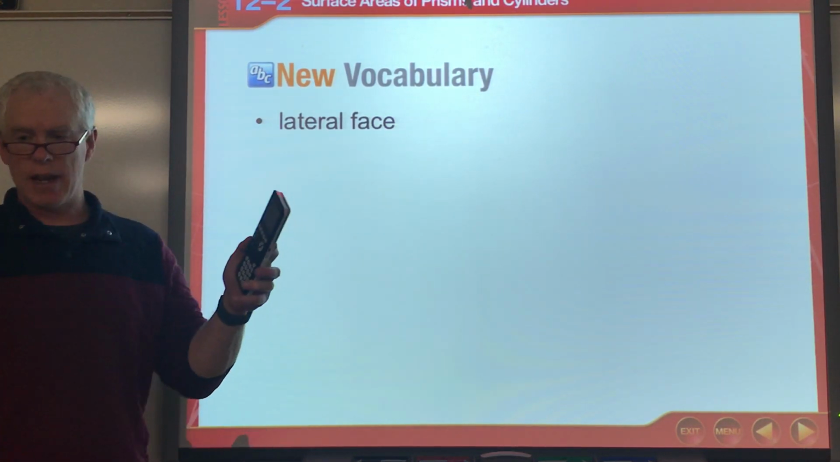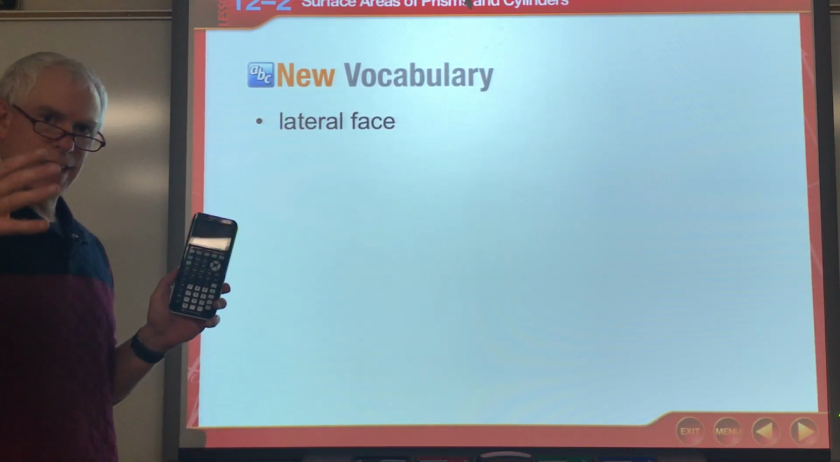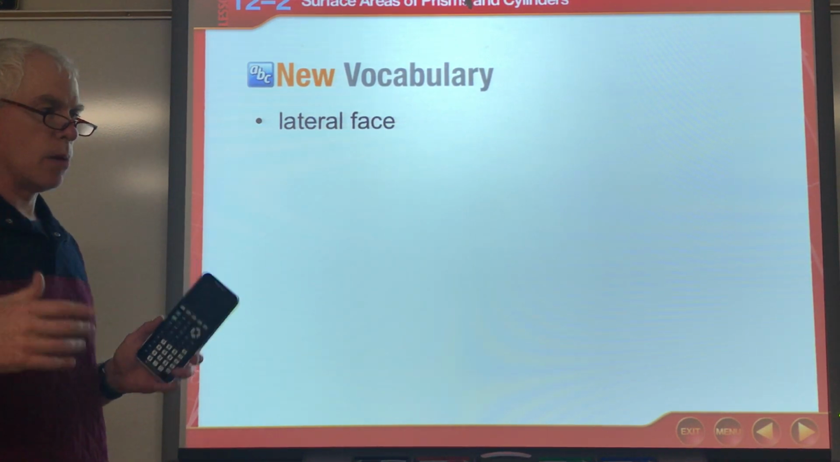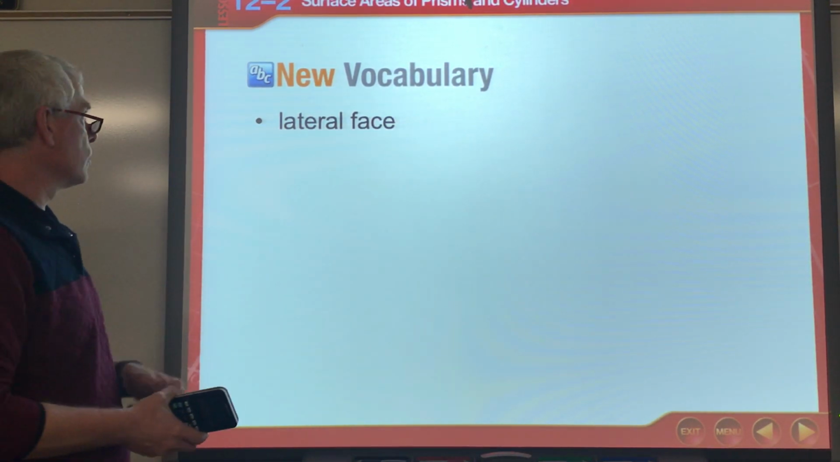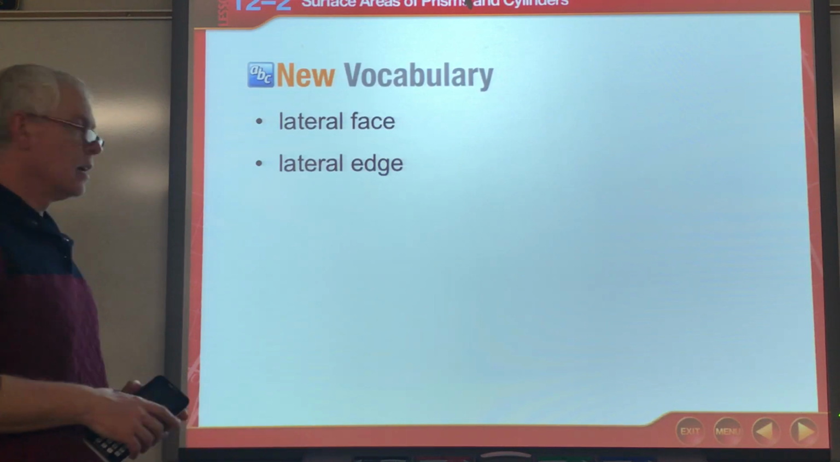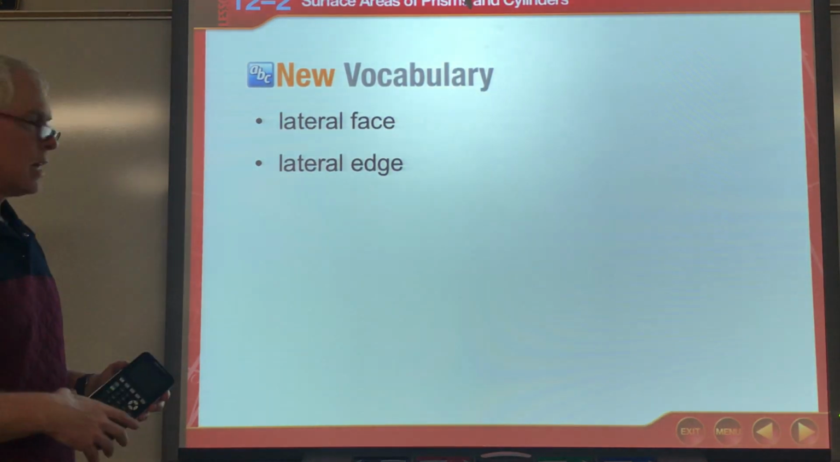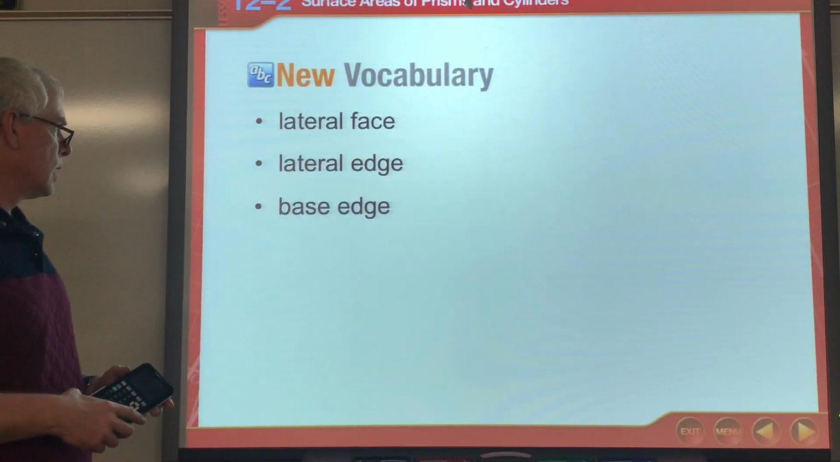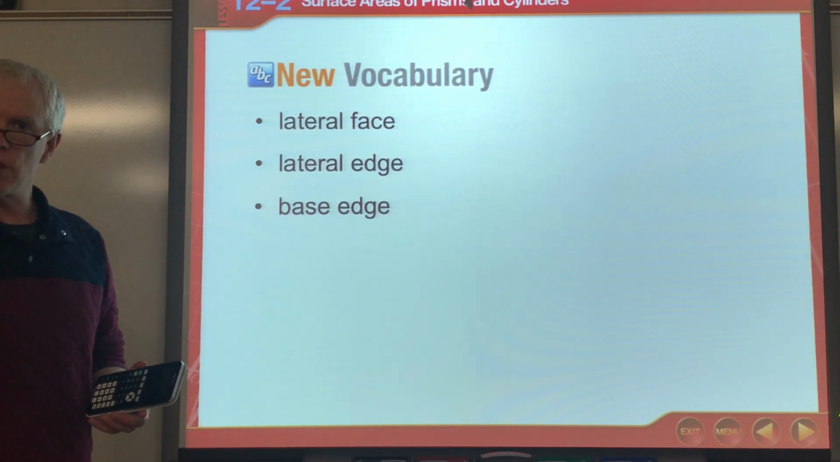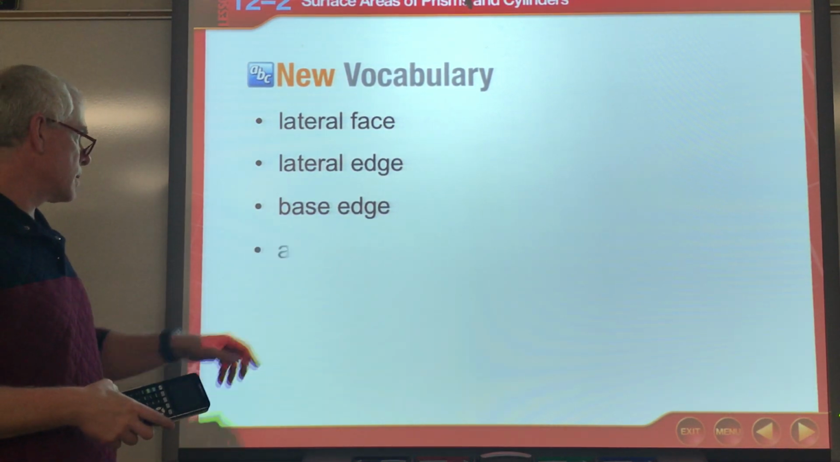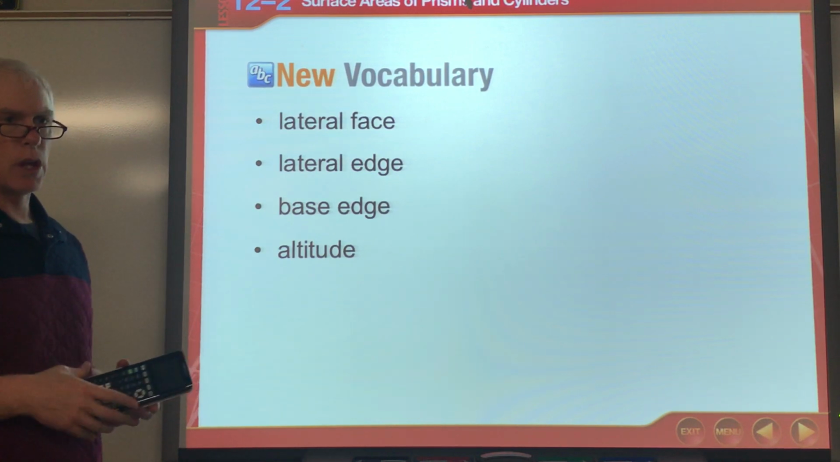A lateral face is one of the faces that isn't one of those congruent bases. So they're always rectangles in a prism, okay? A lateral edge is one of those edges on those rectangles. A base edge is one of the edges of the congruent bases. Altitude is just another way to talk about height.